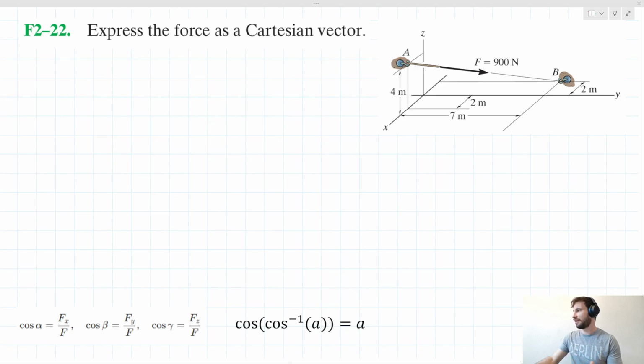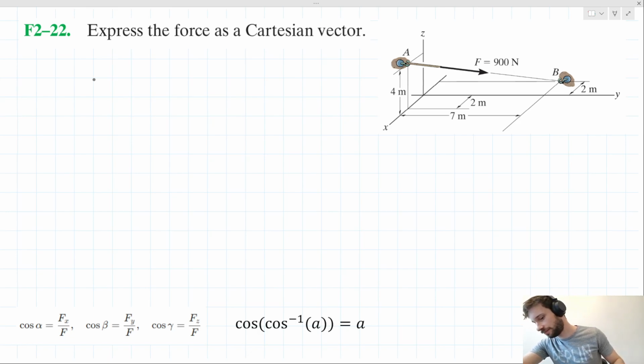Again, we have two different things here, right? We have this A, B position vector idea, and we have this force F. They're not the same thing, but they are acting in the same direction. They are in line with each other. So we might start off by trying to understand the direction of AB here, so let's just determine its components.